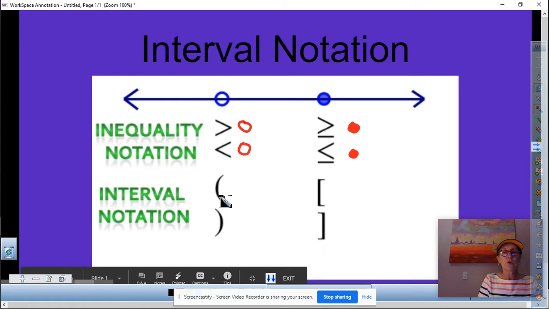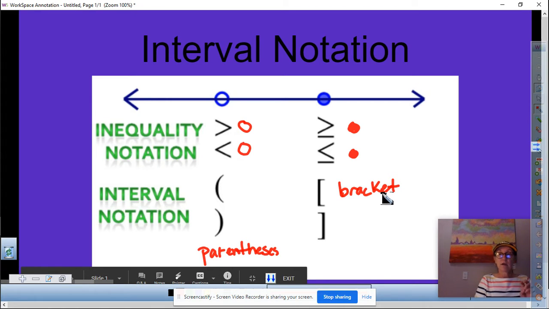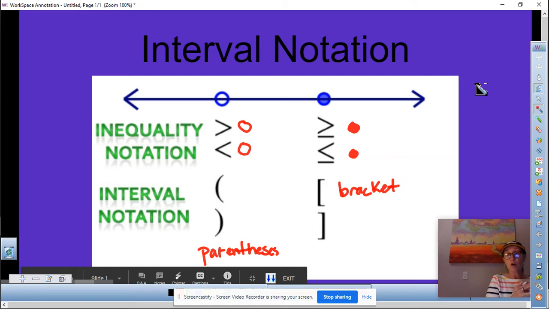So know that for interval notation, if we mean an open dot, a greater than or a less than, we're going to use parentheses. Okay, I'm going to write that. And if we mean a closed dot, that is greater than or equal to, less than or equal to, we're going to use a bracket. All right, so that's the start here. Brackets are the closed dots, the or equal tos, and parentheses are the open dots, just the greater than or the less than.